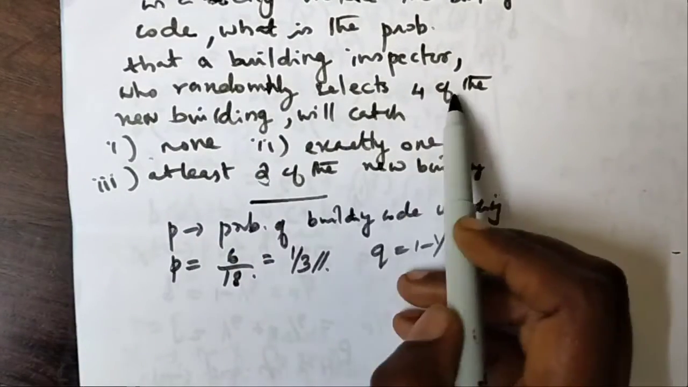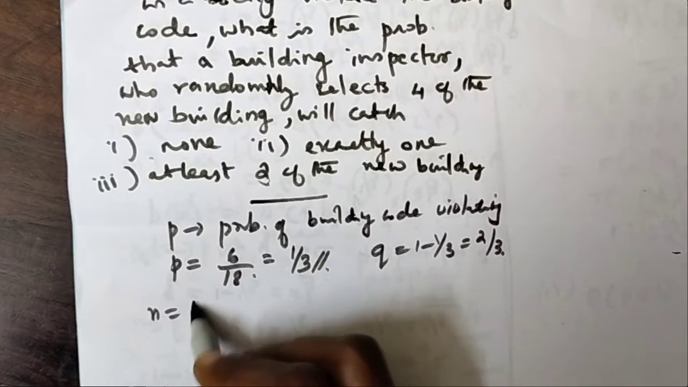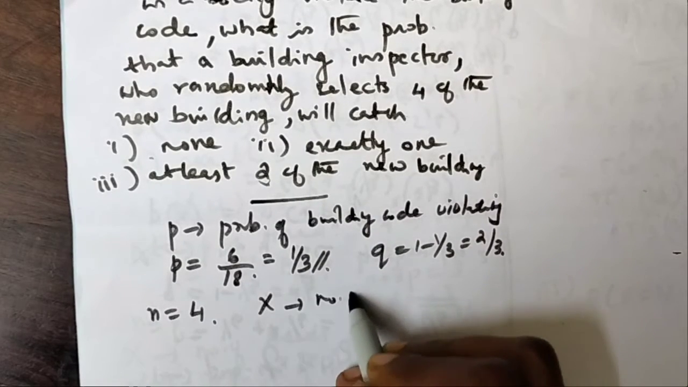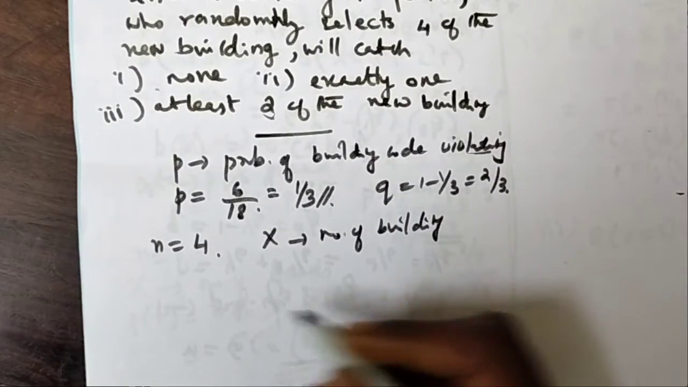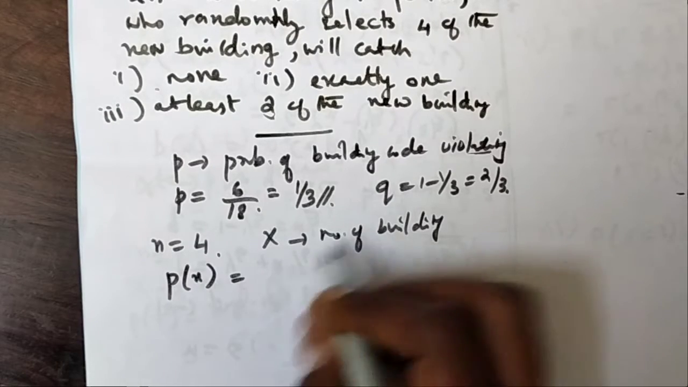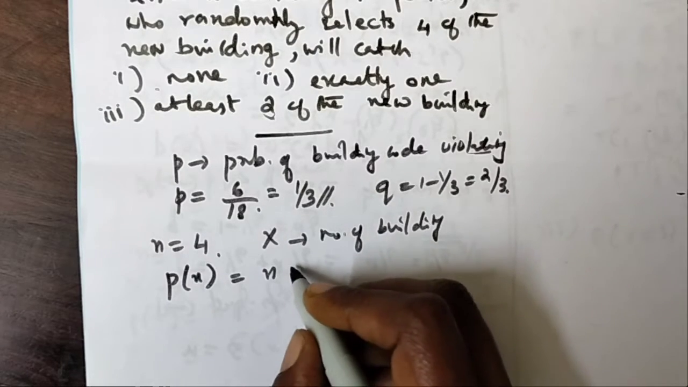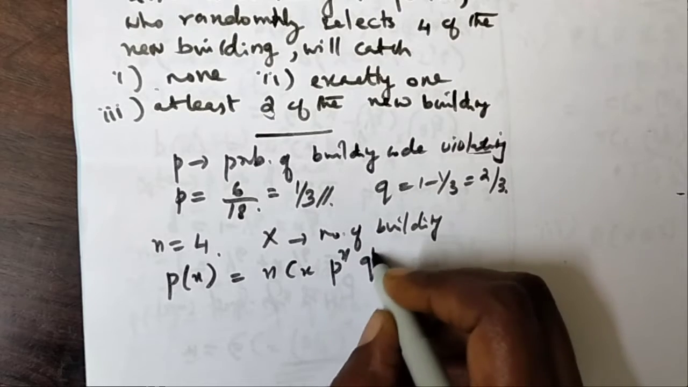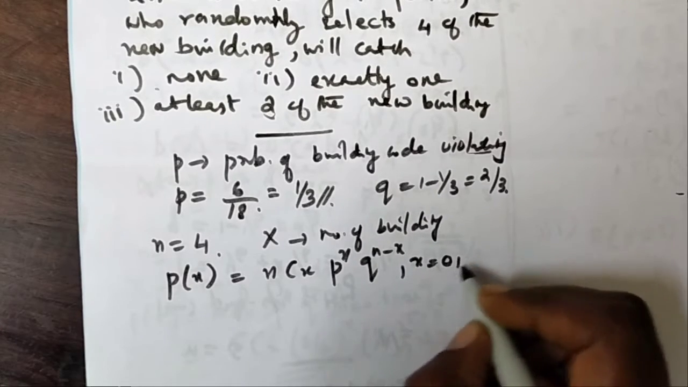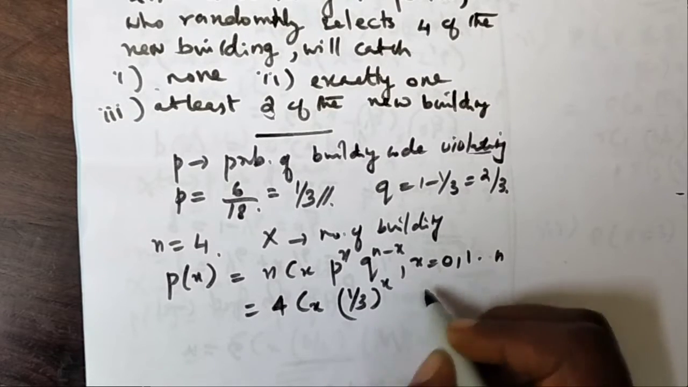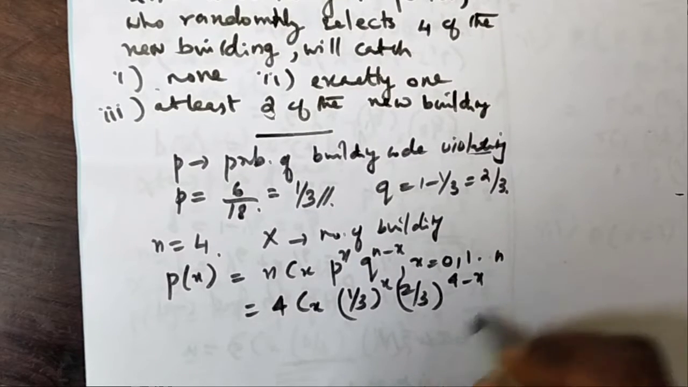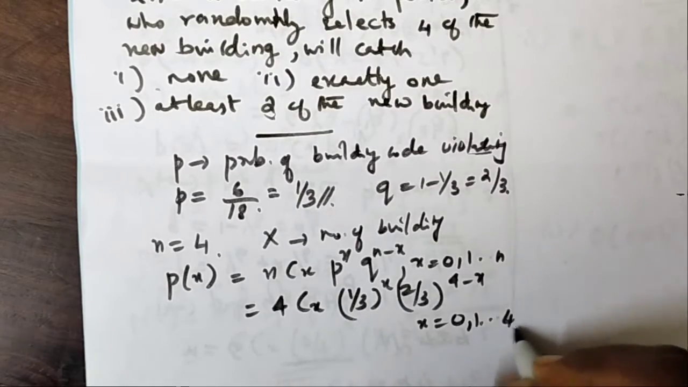Then an inspector selects randomly 4 of the new buildings. So n is equal to 4. Let x be the number of buildings that are violating the code. So P of x follows a binomial distribution because n is 4. nCx p raised to x q raised to n minus x, from 0, 1, etc. up to n. So it is 4Cx 1 by 3 raised to x, 2 by 3 raised to 4 minus x. x is equal to 0, 1 up to 4.